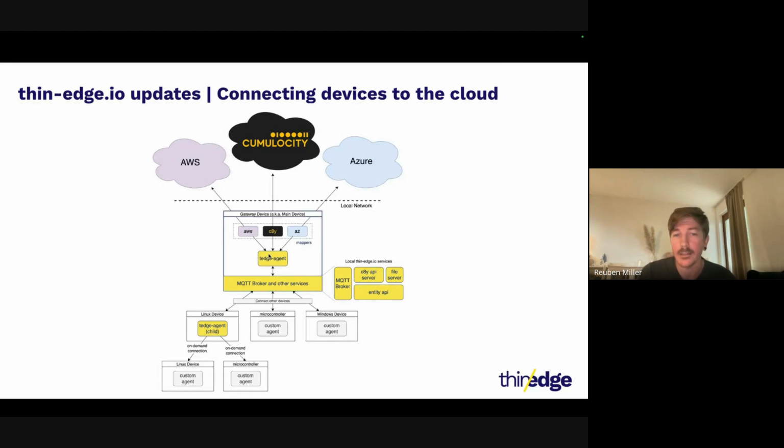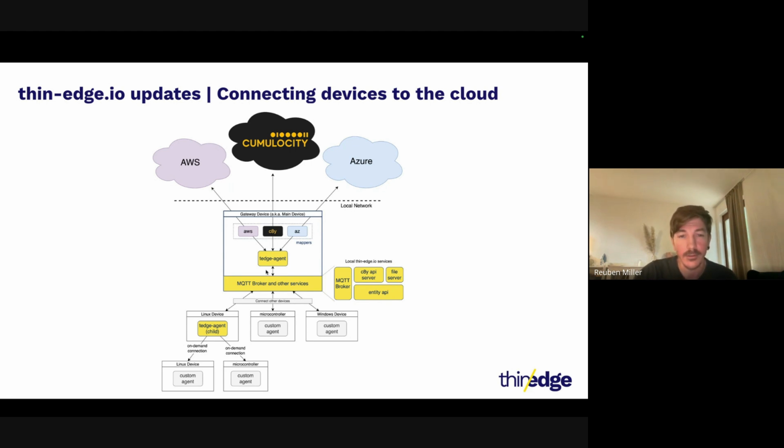In ThinEdge, we also offer local services. We offer a local MQTT broker, which we use as our message bus, which means you can easily connect to the MQTT broker to either get messages from it or publish messages to it, and then we'll propagate that to the cloud. But not only do we have the MQTT broker, we also have an API server, a file server, and an entity store in there. So it really makes it easier to connect your devices.